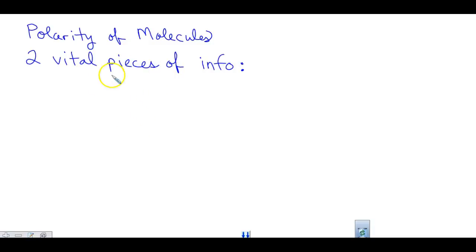Okay, this is a quick video on how to determine the polarity of a molecule. There are two vital pieces of information that you must have in order to do this. Number one is bond polarity.